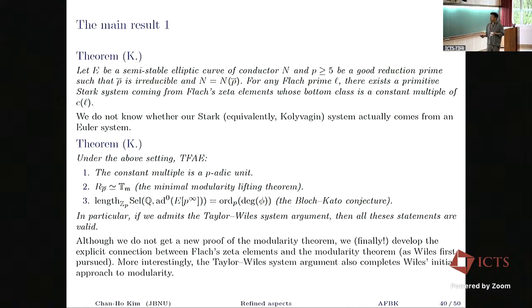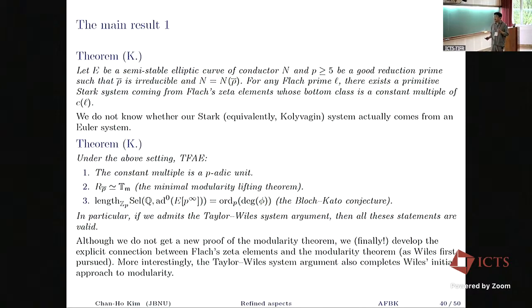So what's the main theorem then? What we could prove is that there exists a primitive Stark system coming from Bloch set of elements whose bottom class is a constant multiple of CL. One interesting part is that I do not know whether this Stark system actually comes from an Euler system or not. I have completely no idea. Another thing is the equivalence statement. The following are equivalent. This constant multiple is a p-adic unit, which is equivalent to the minimal modular lifting theorem. And this is also equivalent to the Bloch-Kato conjecture for adjoint motives.